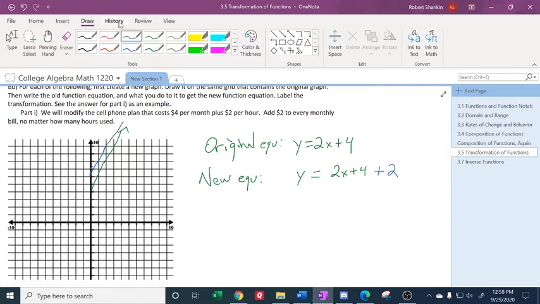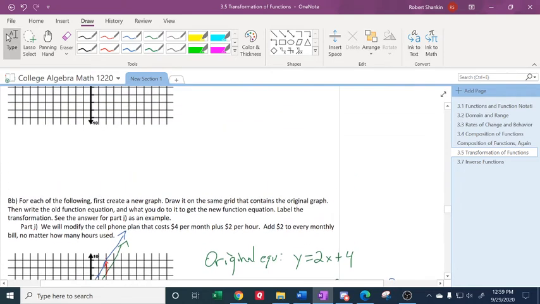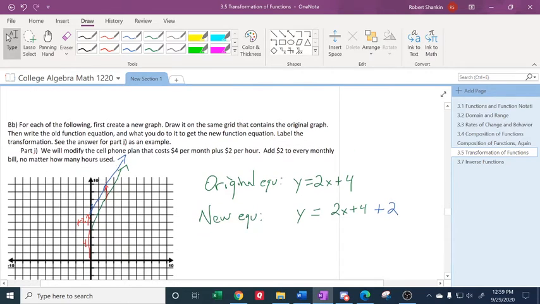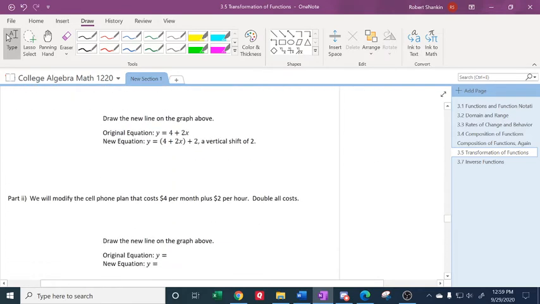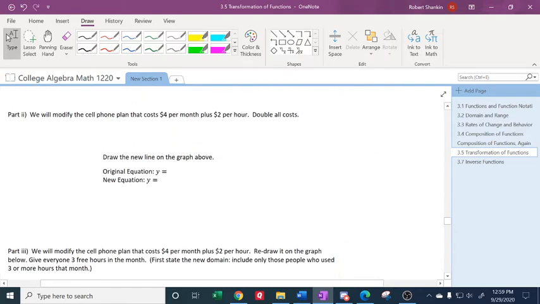Every single height got 2 more units added to it. So we shifted every single point up 2 units to give us this new blue line. Okay, so we're seeing some of these ideas of shifts and transformations, but now in a practical context. Alright, so the next one.